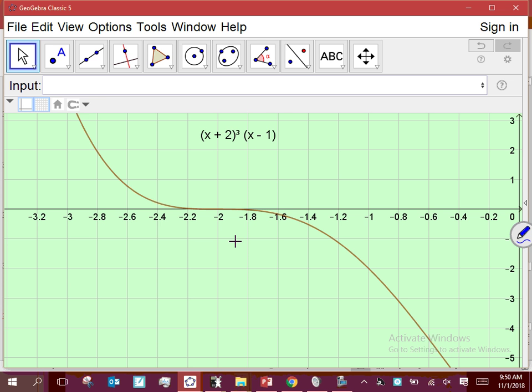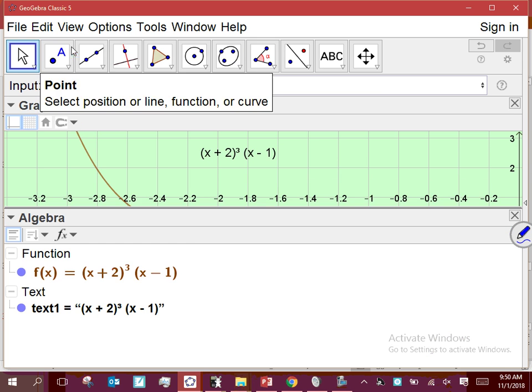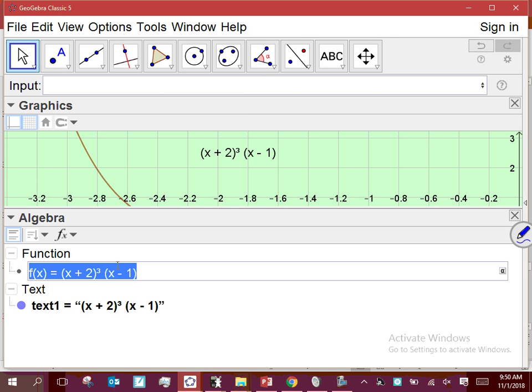Every single time that I do that, let's say that I take that function, and instead of using 3, let's use 5.